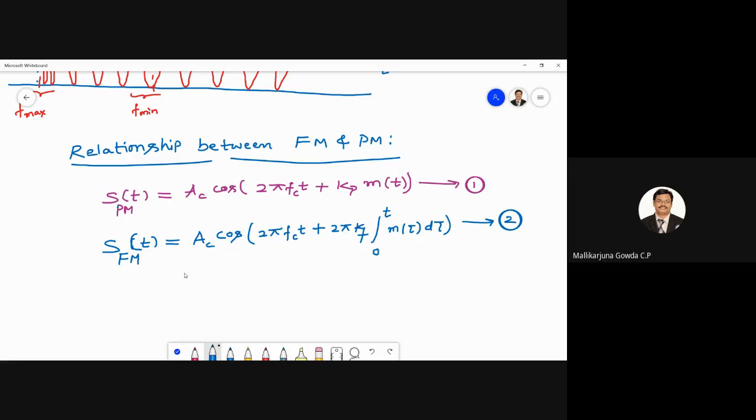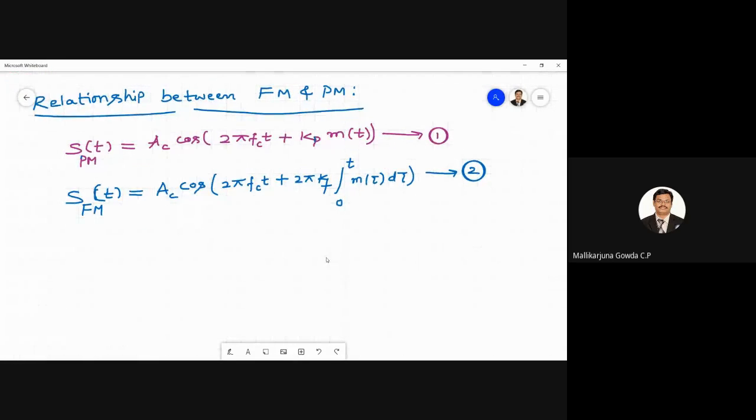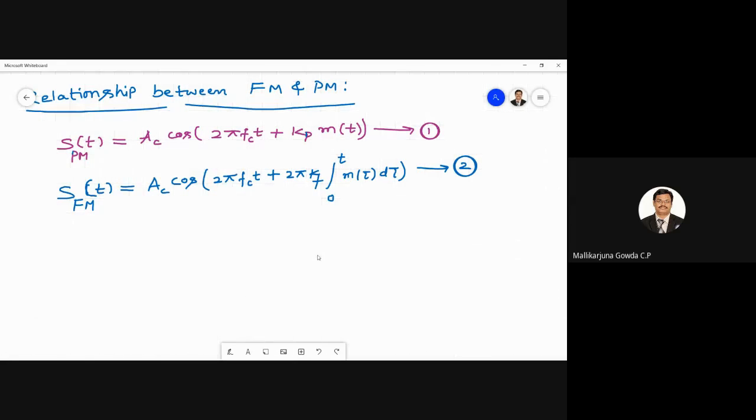All of you observe these two equations. Is it possible to say in what way they are different and in what way they are similar? Just take 1 minute, observe and see: is it possible to obtain an FM signal from a PM signal? Similarly, a PM signal from an FM signal, looking at the expressions of these two equations.